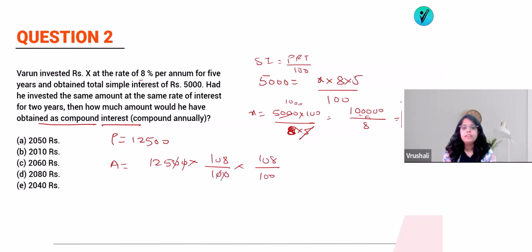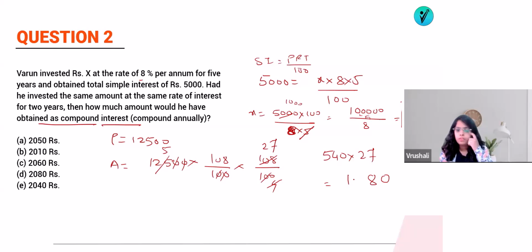Double zero will get cancelled. Then 25 fours are and 25 fives are. And 4 into what? 4 into 27s are. So 105 into 108 will be 540 into 27. 0 as it is, 27 fours are 108, carry will be 10, 130 plus 10 will be 140.